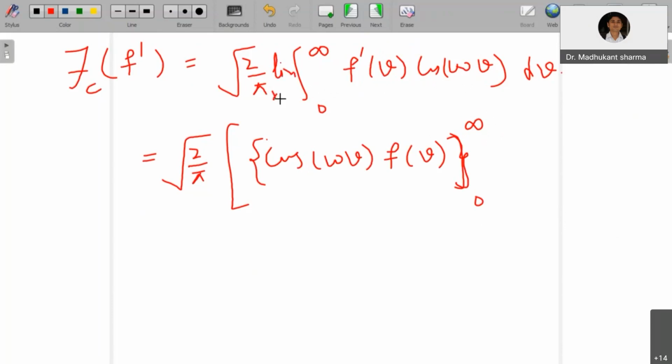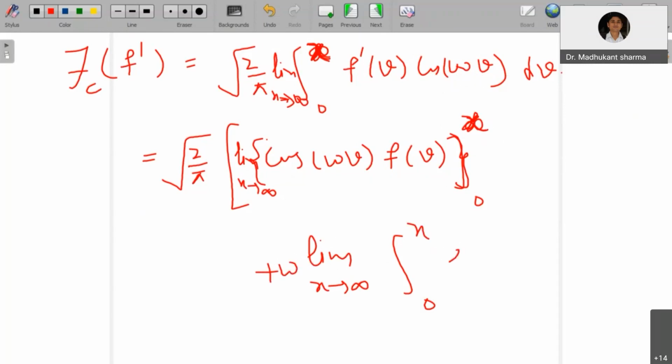Let me put it this way: limit x tends to infinity, where this is x here, since it is an improper integral, so 0 to x. Minus limit x tends to infinity, integration 0 to x of the derivative of cos, which is minus w times sine wv, so plus w sine wv, and integration of that with f of v dv.